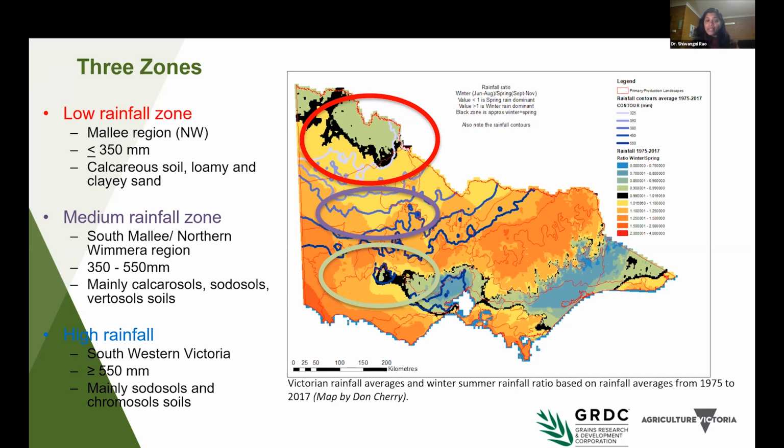In the high rainfall area, there's more than 550 millimeters of rain. The soils are chromosols. And due to the high rainfall, there's a lot of waterlogging constraint, as well as acidic soils and all the toxicity of aluminum that comes with the low pH in this particular area.